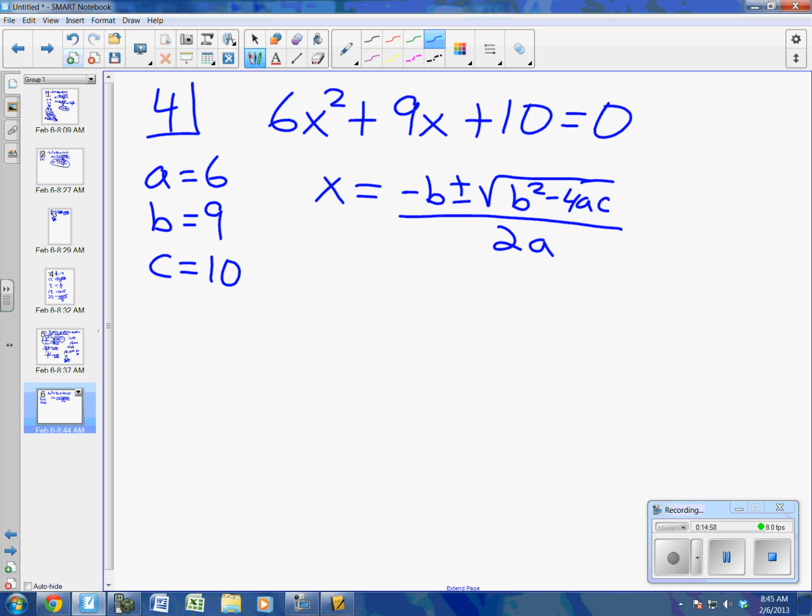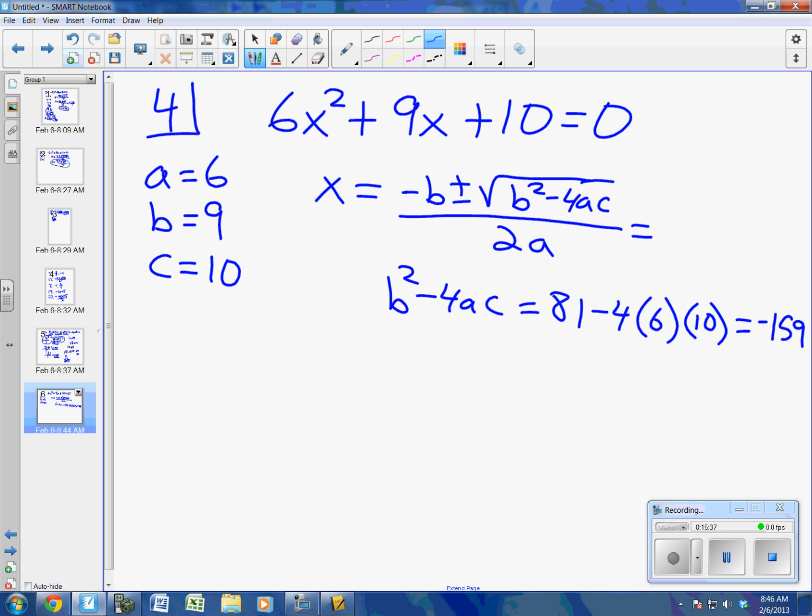Okay, so we're going to make the substitutions here. And you know what? I always like to find b squared minus 4ac first. Let's find our discriminant. What would b squared be? 81, because b is 9, and 9 squared is 81. Minus 4 times 6 times 10. If you guys want to use your calculator and just type that out, we get negative 159. Anybody verify that? Okay, it must be true.